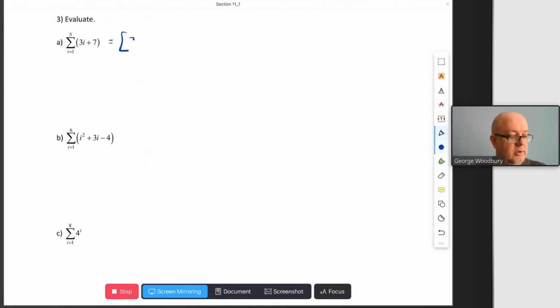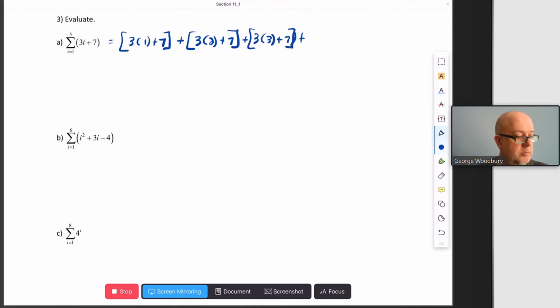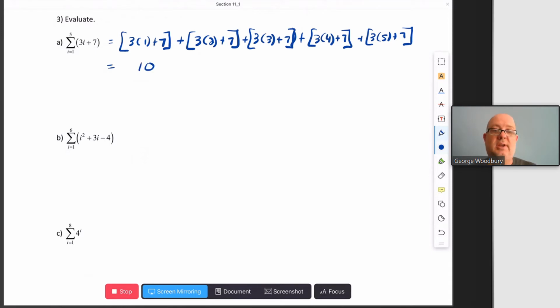The first term is 3 times 1 plus 7, plus 3 times 2 plus 7 for the second, plus 3 times 3 plus 7 for the third, plus 3 times 4 plus 7 for the fourth, and finally 3 times 5 plus 7. And now we just need to simplify each term and add the results. The first term in this sum is 10, 3 plus 7. Then we've got 6 plus 7 or 13, 9 plus 7 or 16.